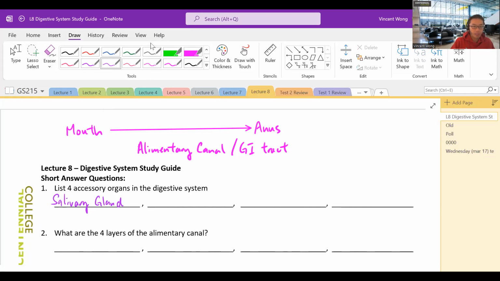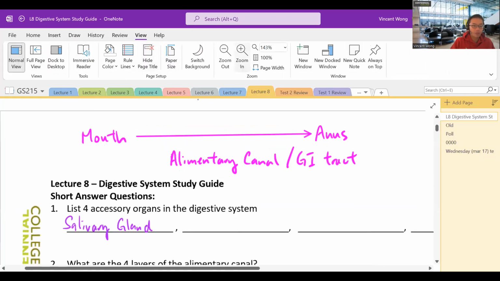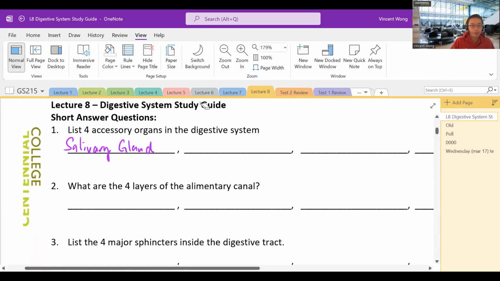Does anybody want to tell me what they are, or do you just want me to write it? If you know what they are, please tell me. 3 pairs of salivary glands. Starting with the one next to the ear. Yeah, Nor said. Yep, sorry, go ahead. Sublingual. Yep. And which one is that? Where is it? Do you remember sublingual? Where might that be?